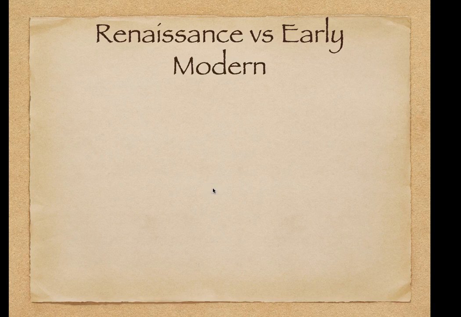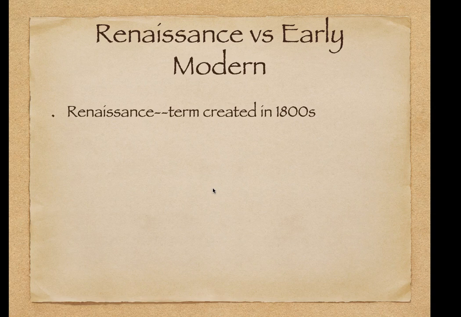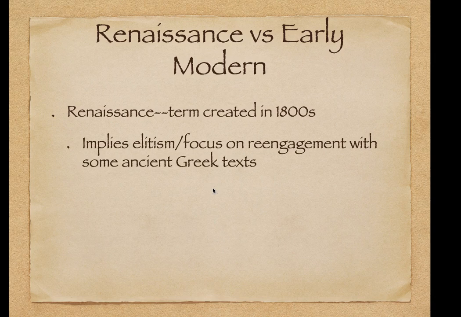The term Renaissance was coined in the 1800s, so it is not a contemporaneous term in our time period of study. Typically, when people use this term, they are referring to the re-engagement with certain Greek works that began in the 14th century, first in Italy and then elsewhere. This term implies elitism, but it also subtly argues that nothing of any importance went on in the Middle Ages, where, as we've seen in the last 2 weeks, many creative and intelligent writers were wrestling with all kinds of topics.